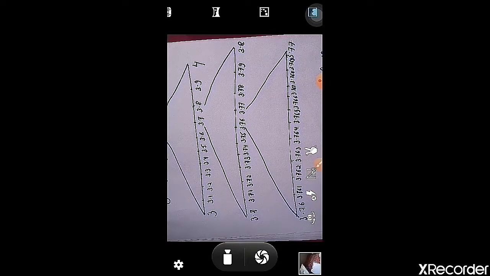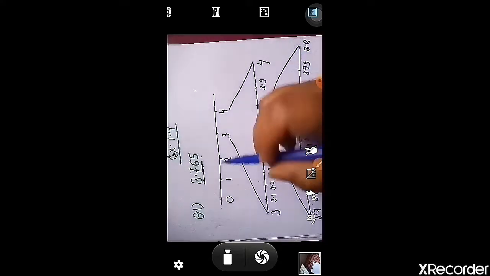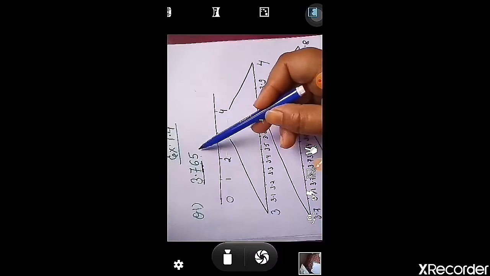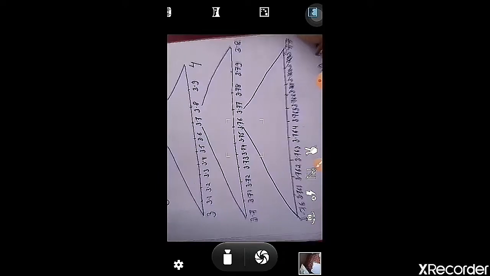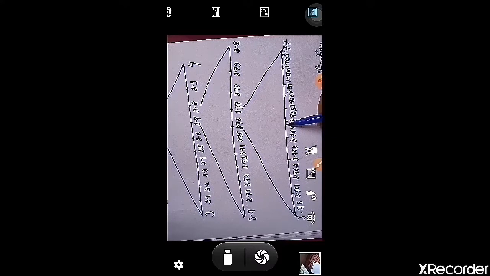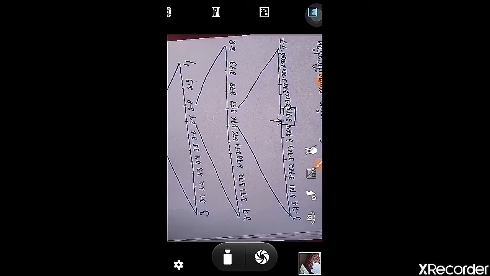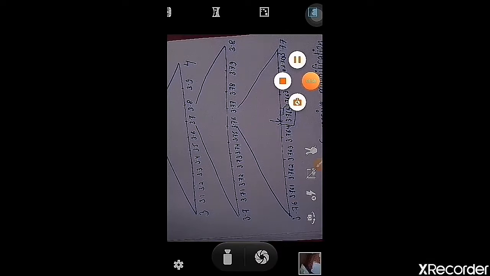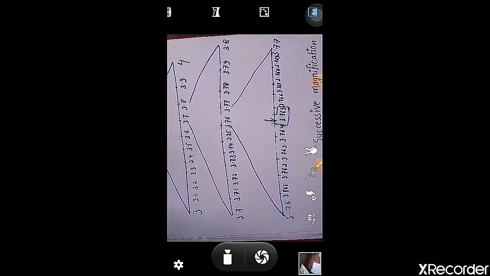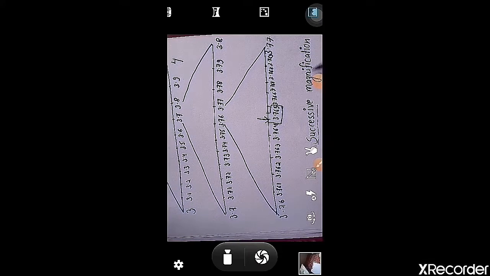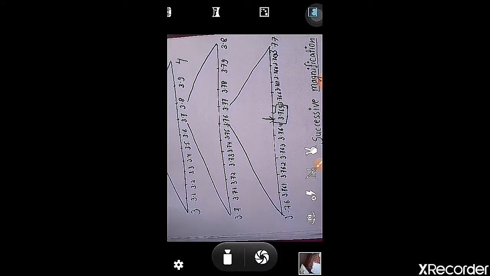But we require the point 3.765, and now on the final line we see that this is 3.765. So this is the actual point which we required. I want to say that this process is known as the successive magnification method. The next question we will also do with the same method.